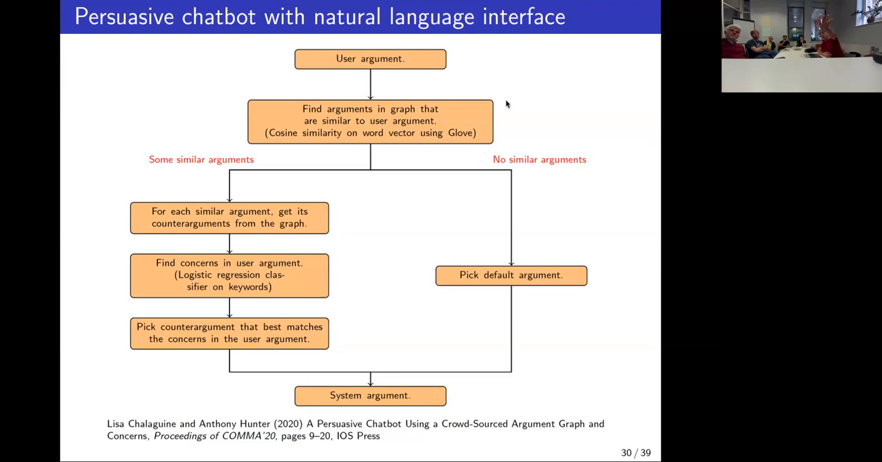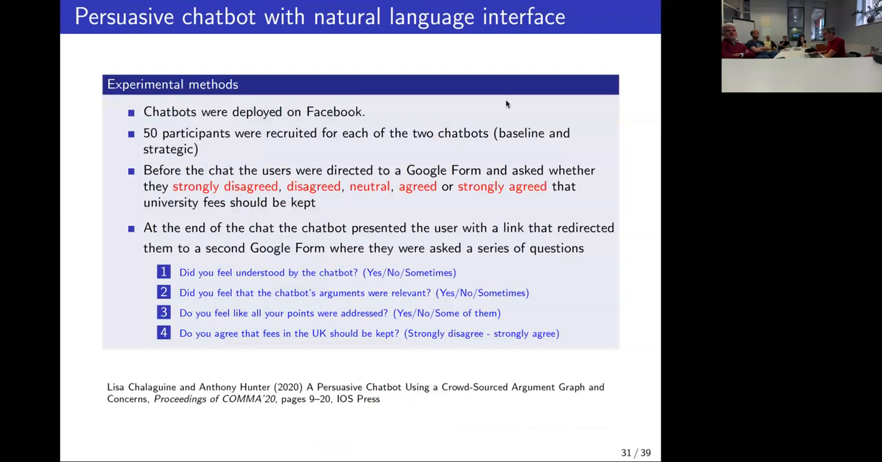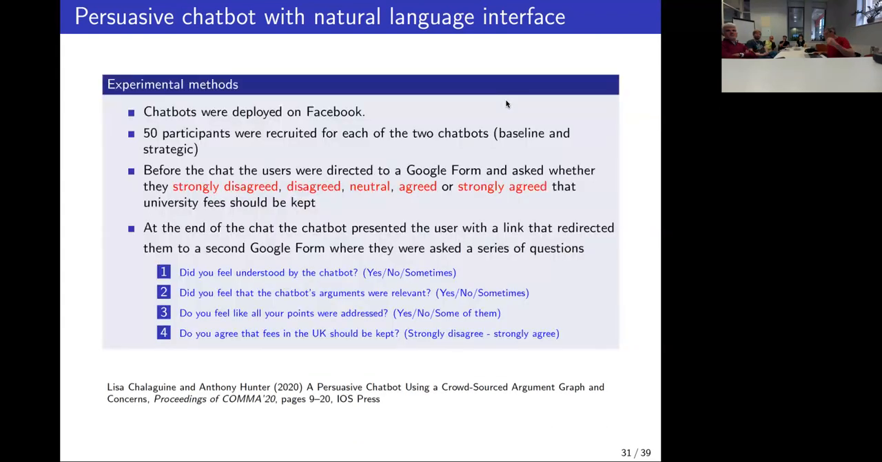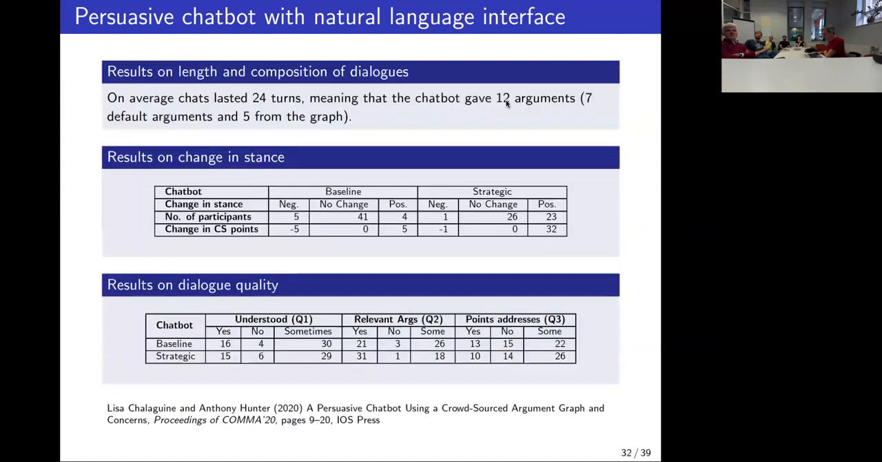So that would be how we would pick the system argument. But quite often it wouldn't find a match, and so we had a repository of half a dozen default arguments. We ran this on Facebook with 50 participants, one for a baseline system where we didn't do this concerns bit, and the other with the strategic one that did. And we asked them before and afterwards what they felt about their stance.